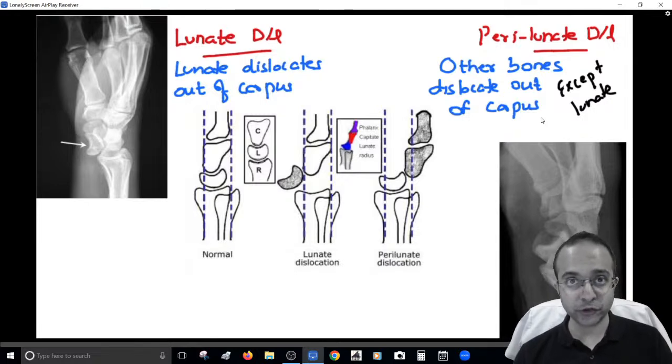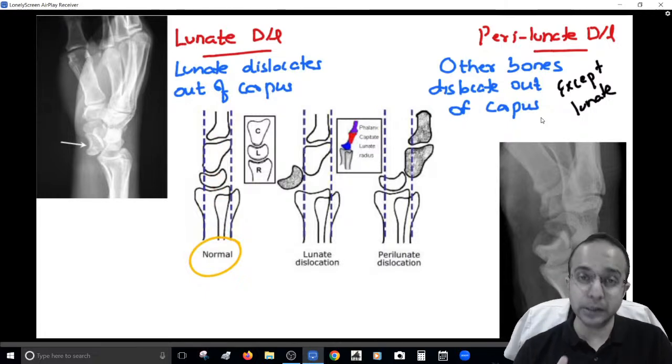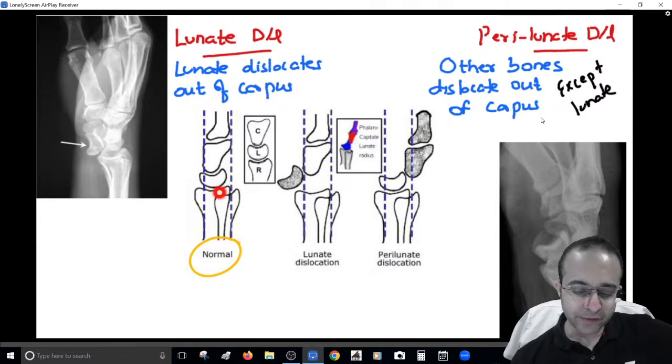I'll show you the two dislocation categories also if you don't believe me. See, this is the normal scenario. Now when you look at a lateral view where these dislocations are very prominent and very clear, so what you're going to find? You will be able to trace this radius. In front of it, lunate, then capitate, and other carpal bones, you can say. So everything will be in one line normally.